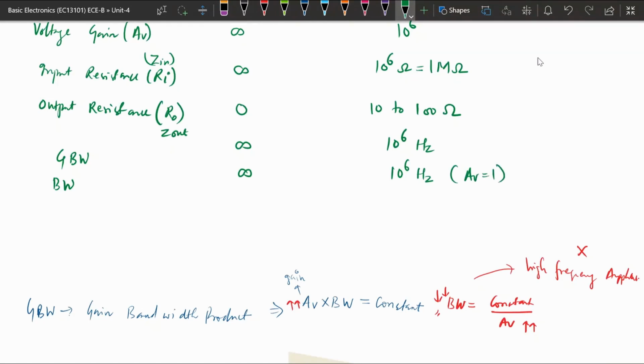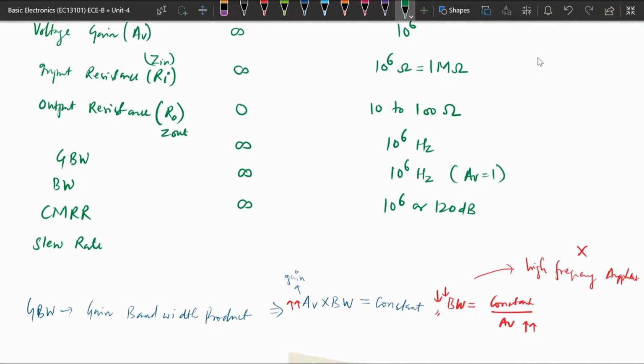One more term is CMRR, that is common mode rejection ratio. We will explain this CMRR in later slides. CMRR is considered to be infinity in the ideal case, and in the practical one it is 10 to the power 6, or in dB it is 120 dB. It is also a type of gain, so in dB we can represent it as 120 dB. Another term is called slew rate.